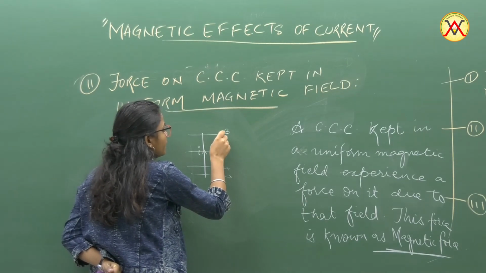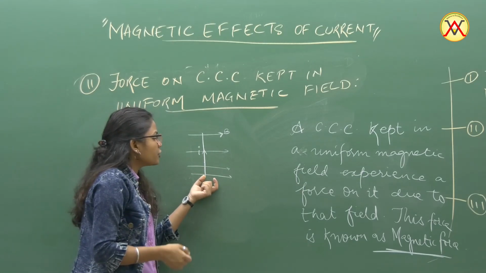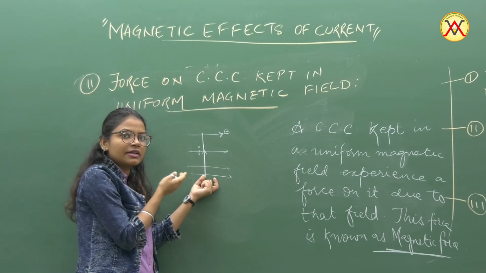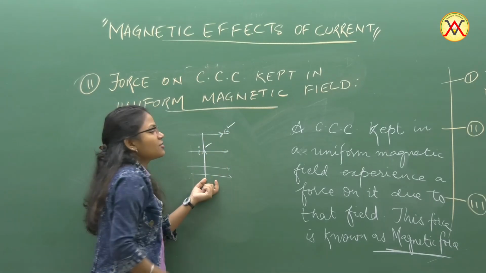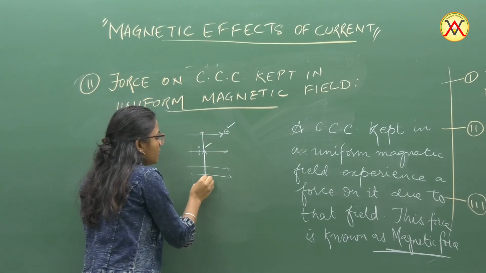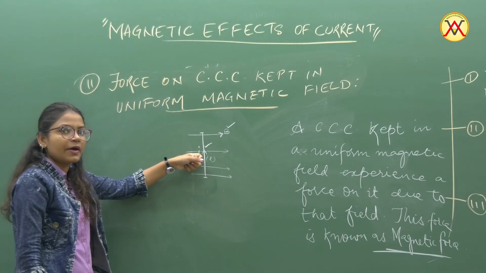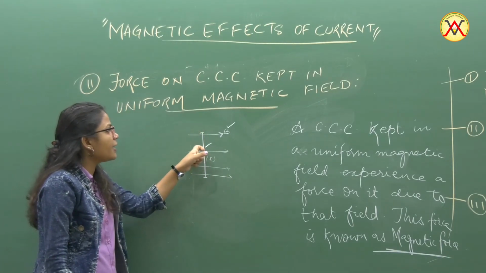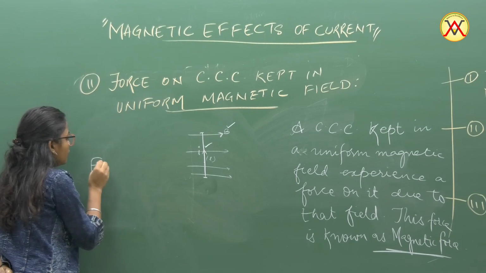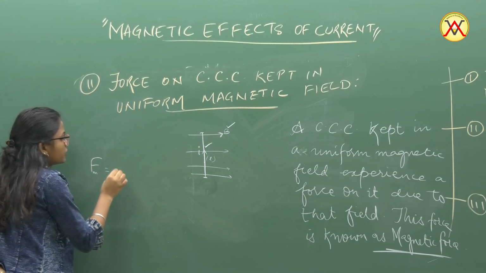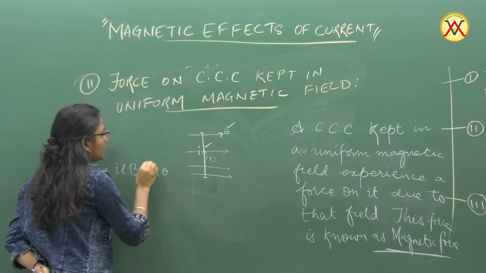Whenever this field makes this current carrying conductor move, the force or direction of motion of this conductor is always perpendicular to both our magnetic field and the direction of current. Let's suppose this is a wire of length L. If I is the current, then the total current flowing through that wire will be I into L, and we have B, so the value of our magnetic force is equal to ILB sin theta.